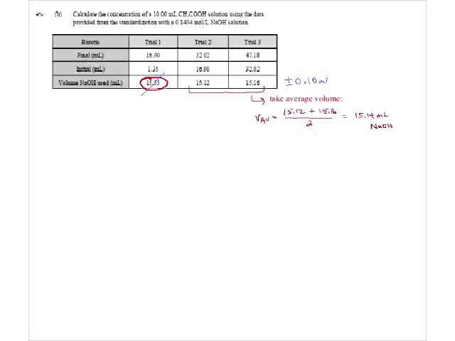We now know our volume of sodium hydroxide. We're going to do our calculation here. It's a neutralization reaction. We know the volume of sodium hydroxide, it's the average volume. We know the concentration of sodium hydroxide, it's this standard 0.1404. Very accurate. Look at that, 4 digits of significance.